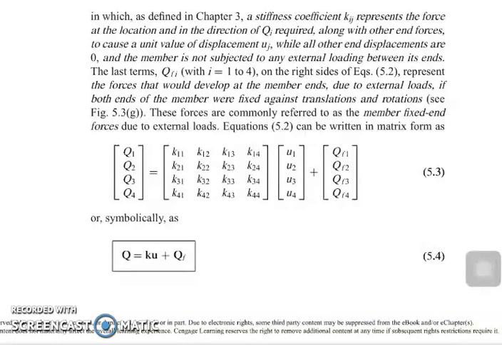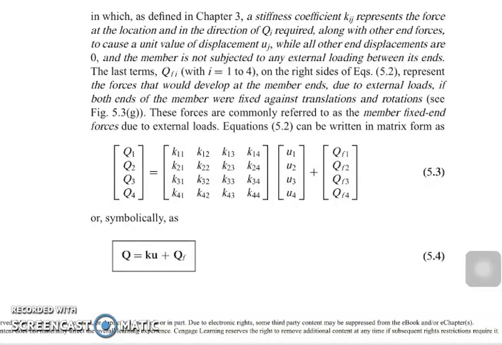So for this one, we have our formula now to get the value for our member end forces in the local coordinate system, denoted by capital letter Q, and that is equivalent to K times U plus Q sub F. Of course, in our previous discussion, we are familiar with Q is equal to K times U.